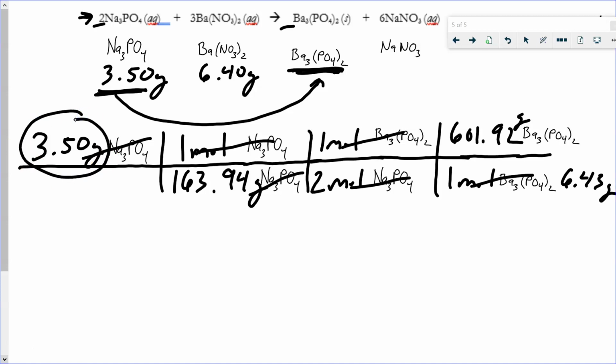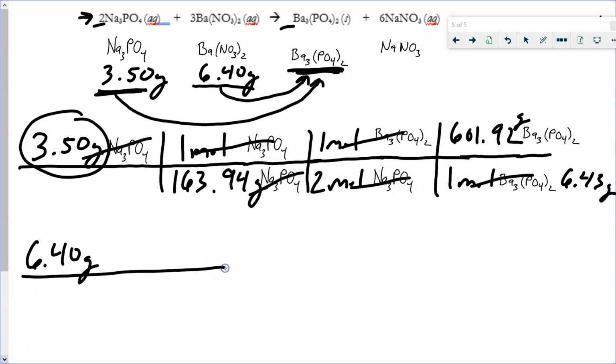Now we have to do the same thing with the amount we're given here of the barium nitrate. So we're going to take the 6.40 grams of barium nitrate and do the exact same thing and go to grams of barium phosphate and see which one of these produces the least amount. So again, pause the video, find these molar masses, calculate those, and do the stoichiometry, going from 6.40 grams of the barium nitrate all the way to grams of the barium phosphate.